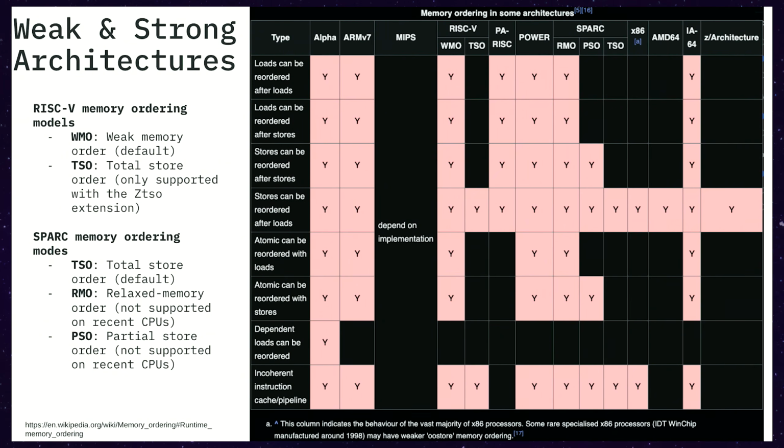Your stronger ones, your x86s and AMDs, have very few yeses next to them. And so they typically will execute a lot of the instructions in a manner that actually is more intuitive to us.